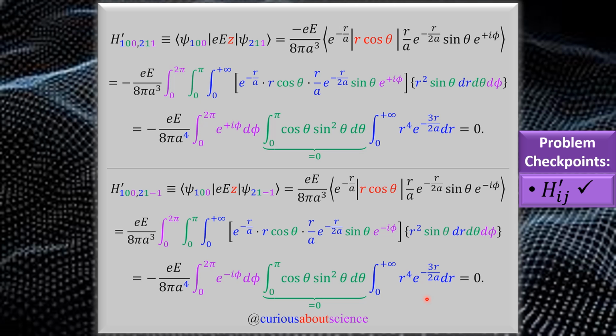So with that, let's go ahead and jump to stop number 2, where we're evaluating the wave functions with themselves, so the main diagonal elements.